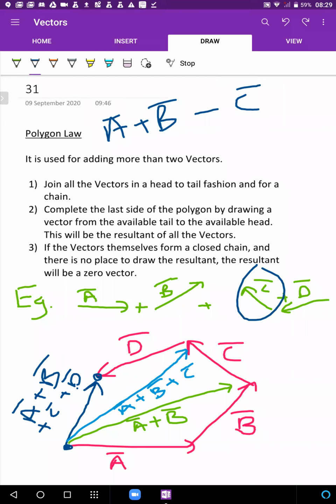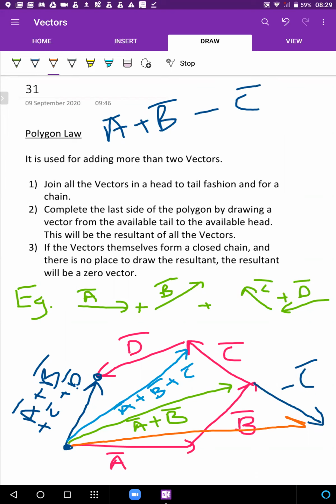ये मेरा सी वेक्टर है, अगर मुझे a प्लस बी माइनस सी चाहिए, मैं क्या करूंगा, ये सी वेक्टर को उल्टा करके इधर ड्रॉ करूंगा, तो ये हो गया मेरा माइनस सी वेक्टर. ठीक, and then I will draw the vector from the available tail to the available head. So then this becomes a plus b, है ना. क्या क्या है इस चेन में, a है, b है, माइनस c है, तो ये मेरा ऑरेंज वेक्टर क्या हो गया, a plus b minus c.